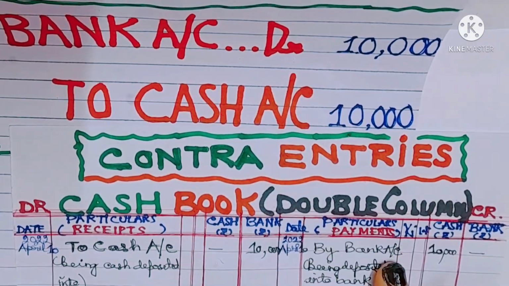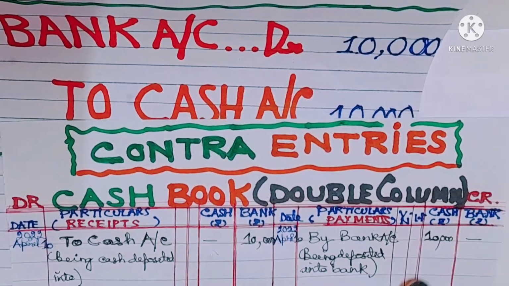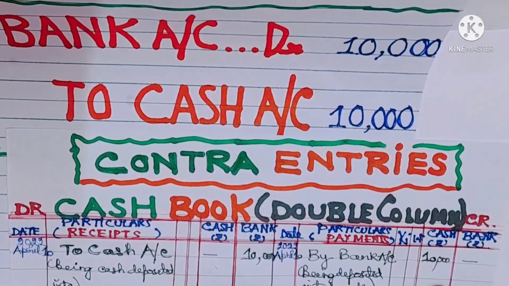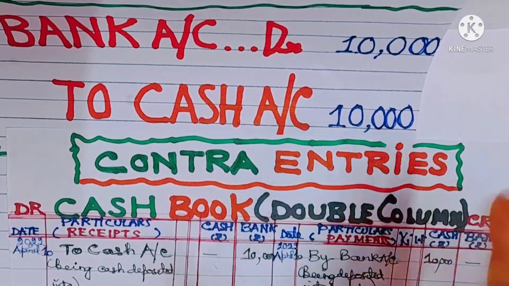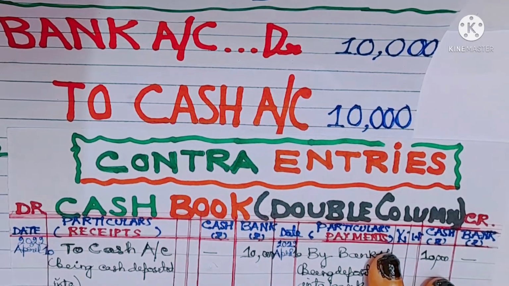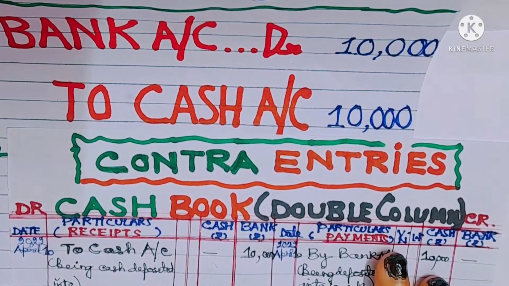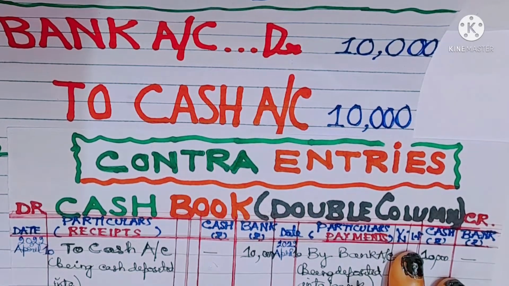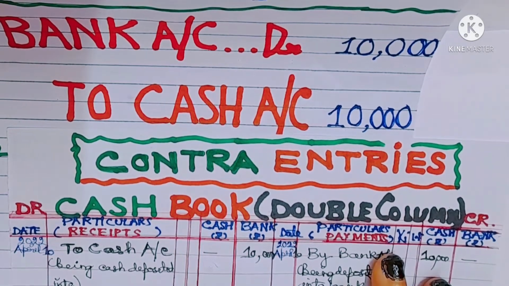Because cash account comes under real account. According to real account, what goes out is credit. Here, when cash is deposited into the bank, cash goes out from the business. That is the reason cash account is credit. Because when you are depositing cash into the bank, it increases the bank balance and reduces the cash balance. Understood? So it affects both the columns, the cash column as well as the bank column.